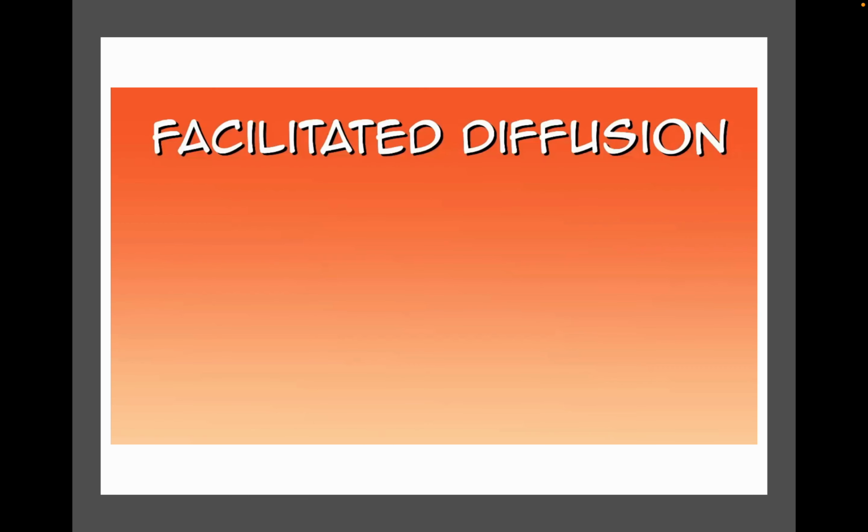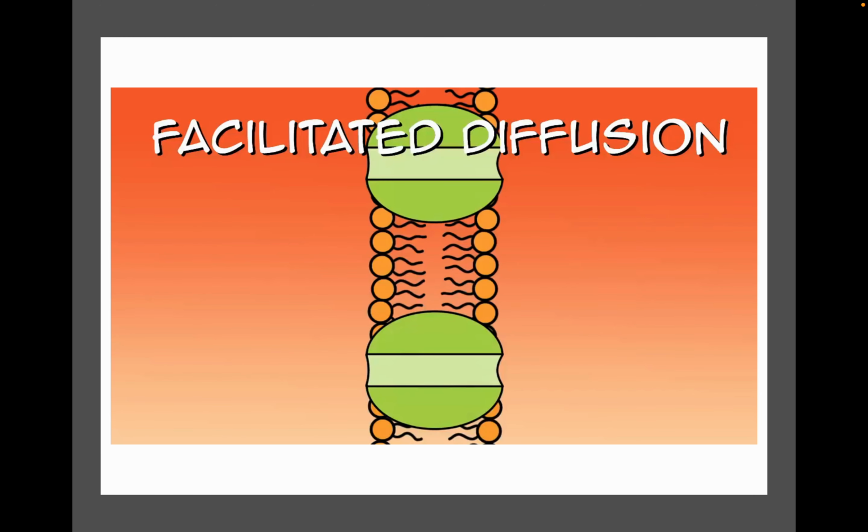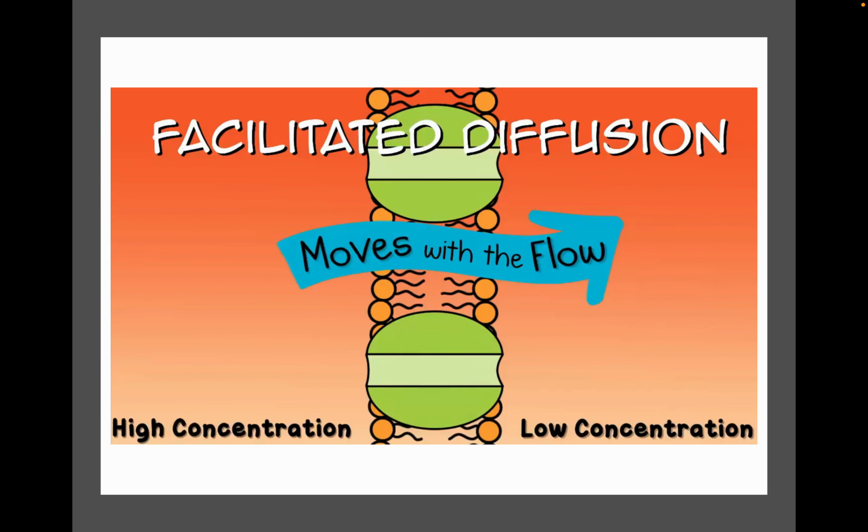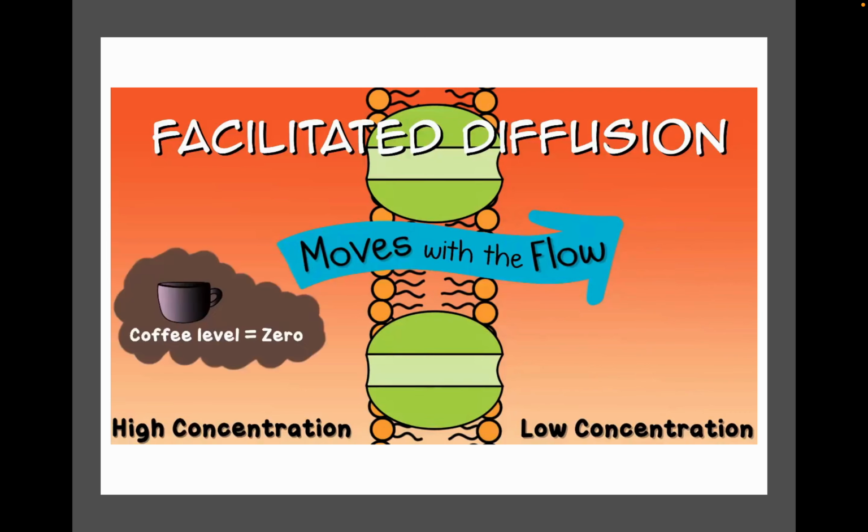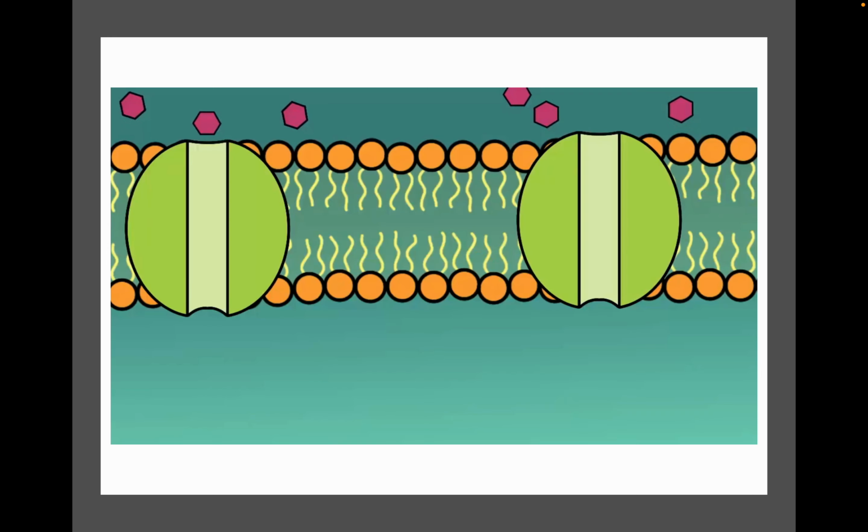This is known as facilitated diffusion. It's still diffusion, and it still moves with the concentration gradient of high to low. It doesn't require energy though, so it's also a type of passive transport. It's just the proteins are facilitating or helping things pass.